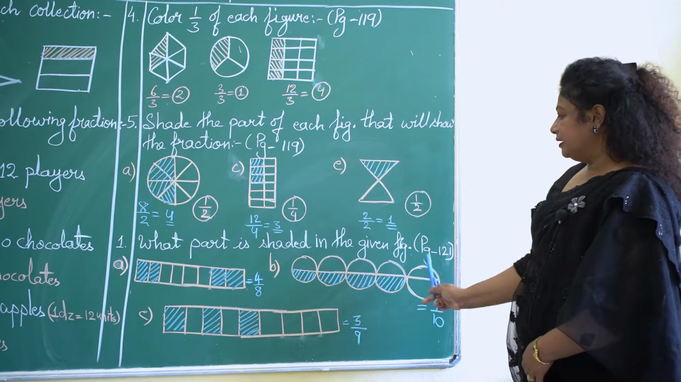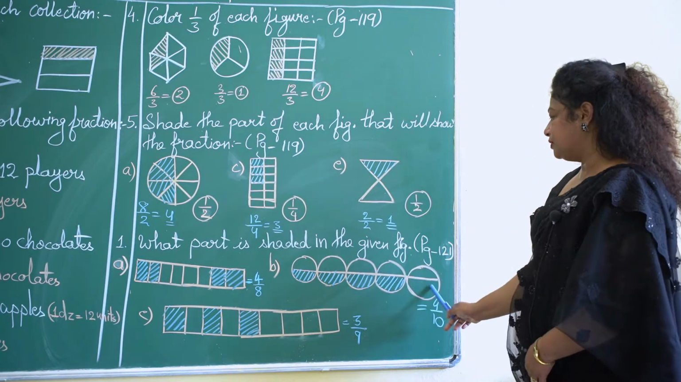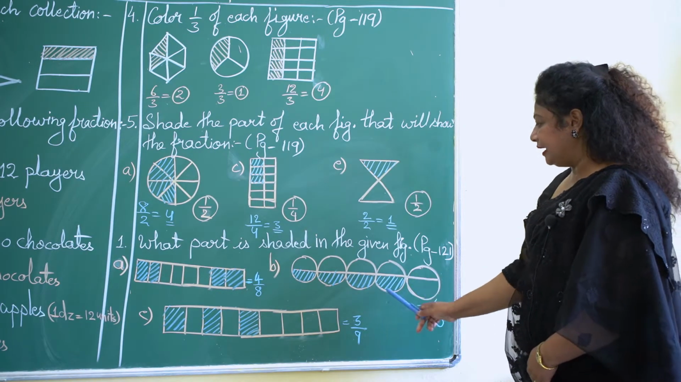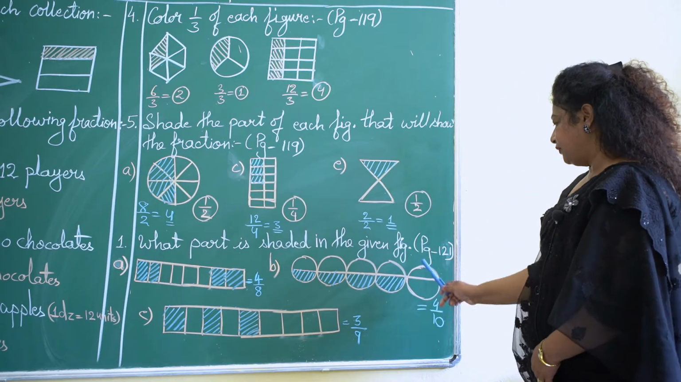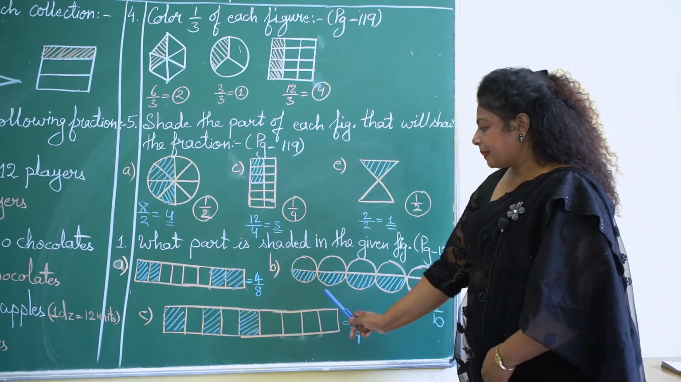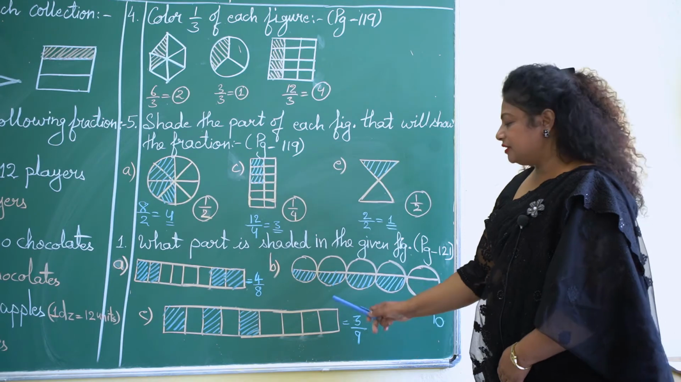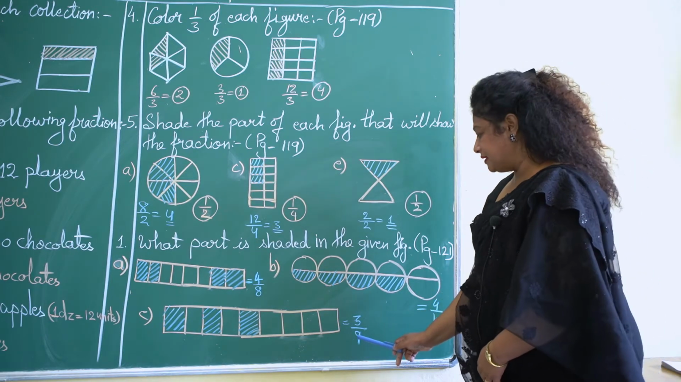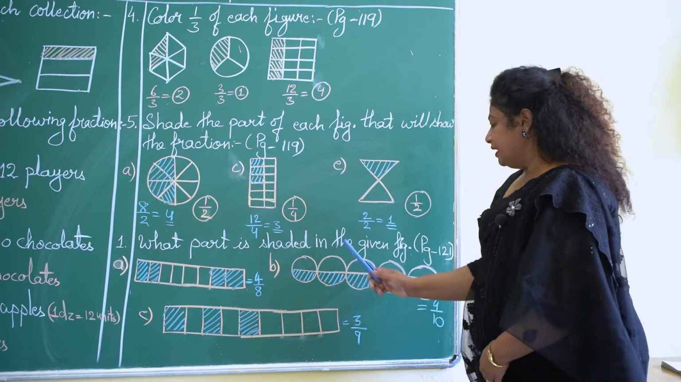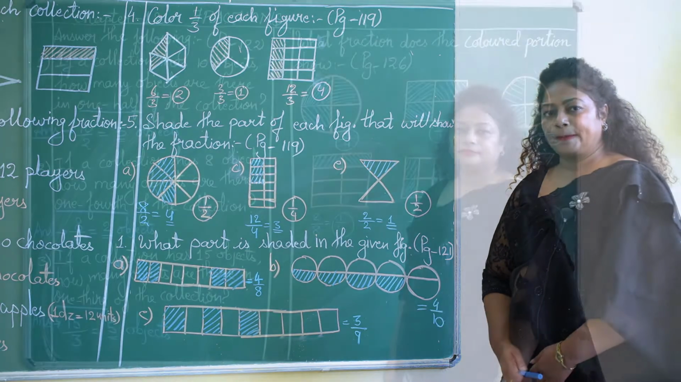In the next figure, this figure is divided into 10 equal parts. You can count by yourself also children. This figure is divided into 10 equal parts, and out of 10, 4 parts are shaded. So the fraction we got is 4 by 10. In the next figure, the figure is divided into 9 equal parts. So because it is divided into 9 equal parts, the 9 is written below the line, and since 3 parts are shaded, 3 is written above the line. So the fraction we got is 3 by 9.